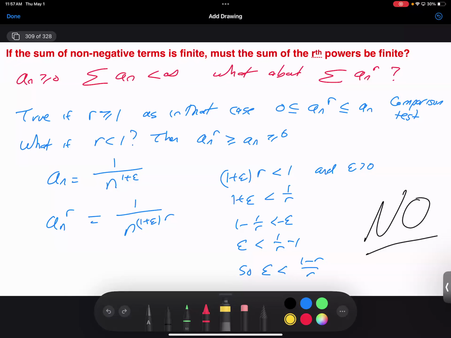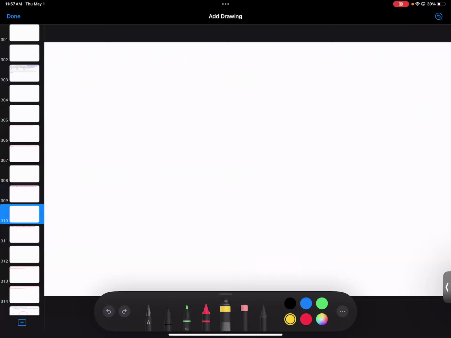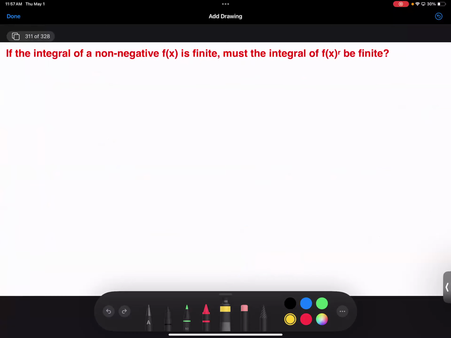What do you think I'm going to ask you next? Something else about convergence. Right, but what? Integrals. Yeah, integrals, right? We did a sum, now I'm going to give you the integral version. If the integral of a non-negative f of x is finite, must the integral of f of x to the r be finite? My assumption is no. No. Right? Can you give me a proof?